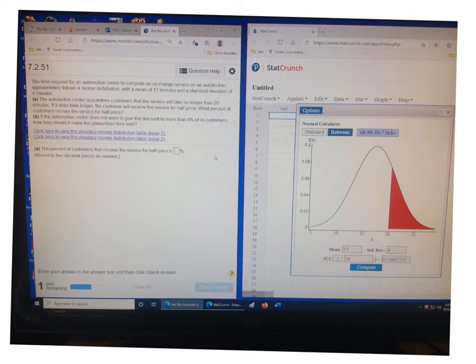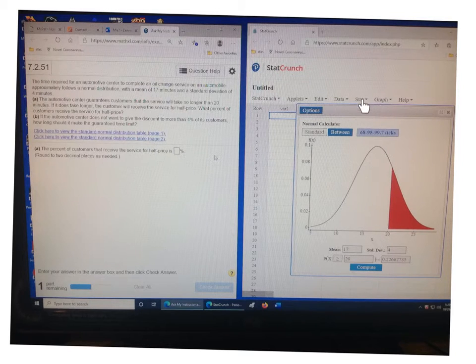I saw this email question. Let's see. The time required for Alameda Center to complete an oil change service on an automobile approximates a normal distribution with a mean of 17 and a standard deviation of 4 minutes.